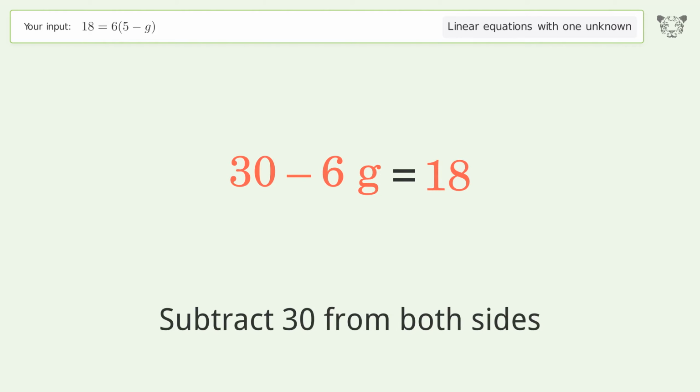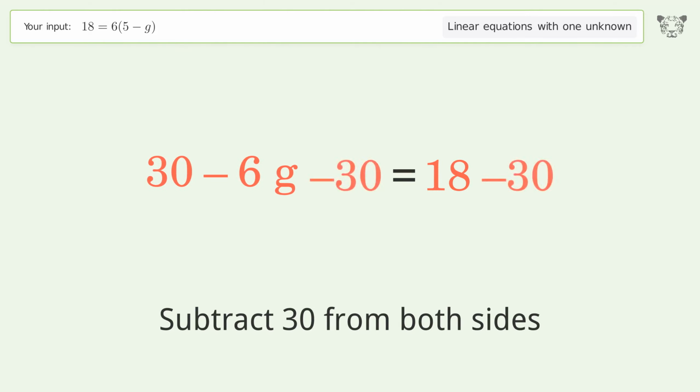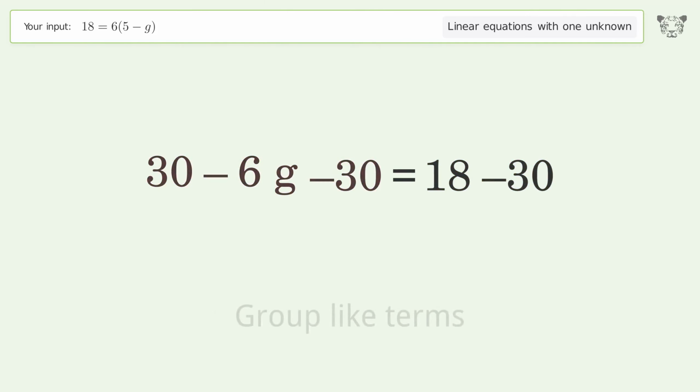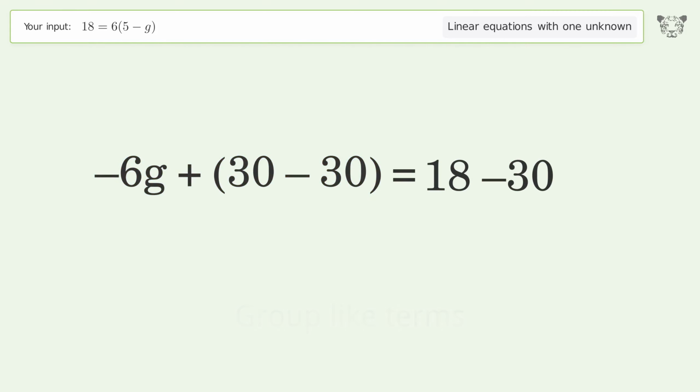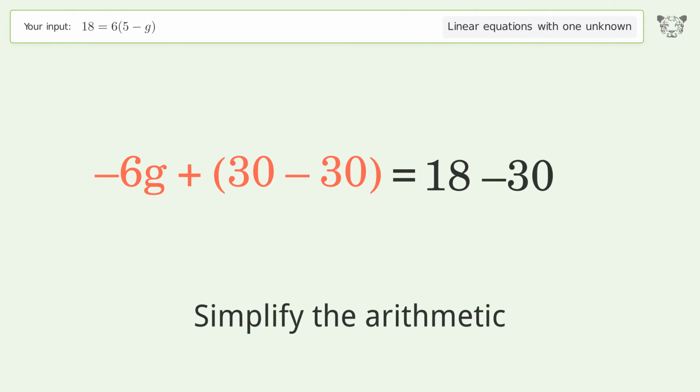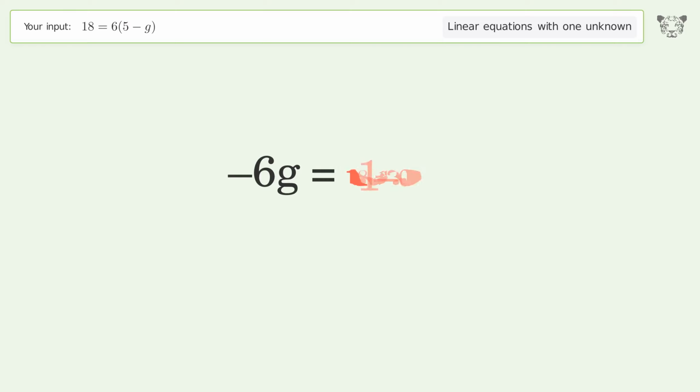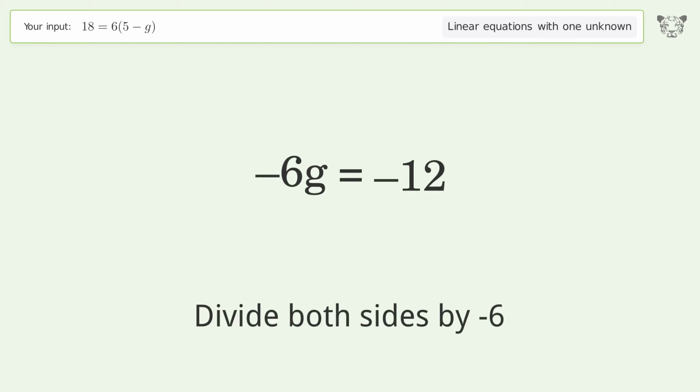Subtract 30 from both sides. Group like terms. Simplify the arithmetic. Isolate the g. Divide both sides by -6.